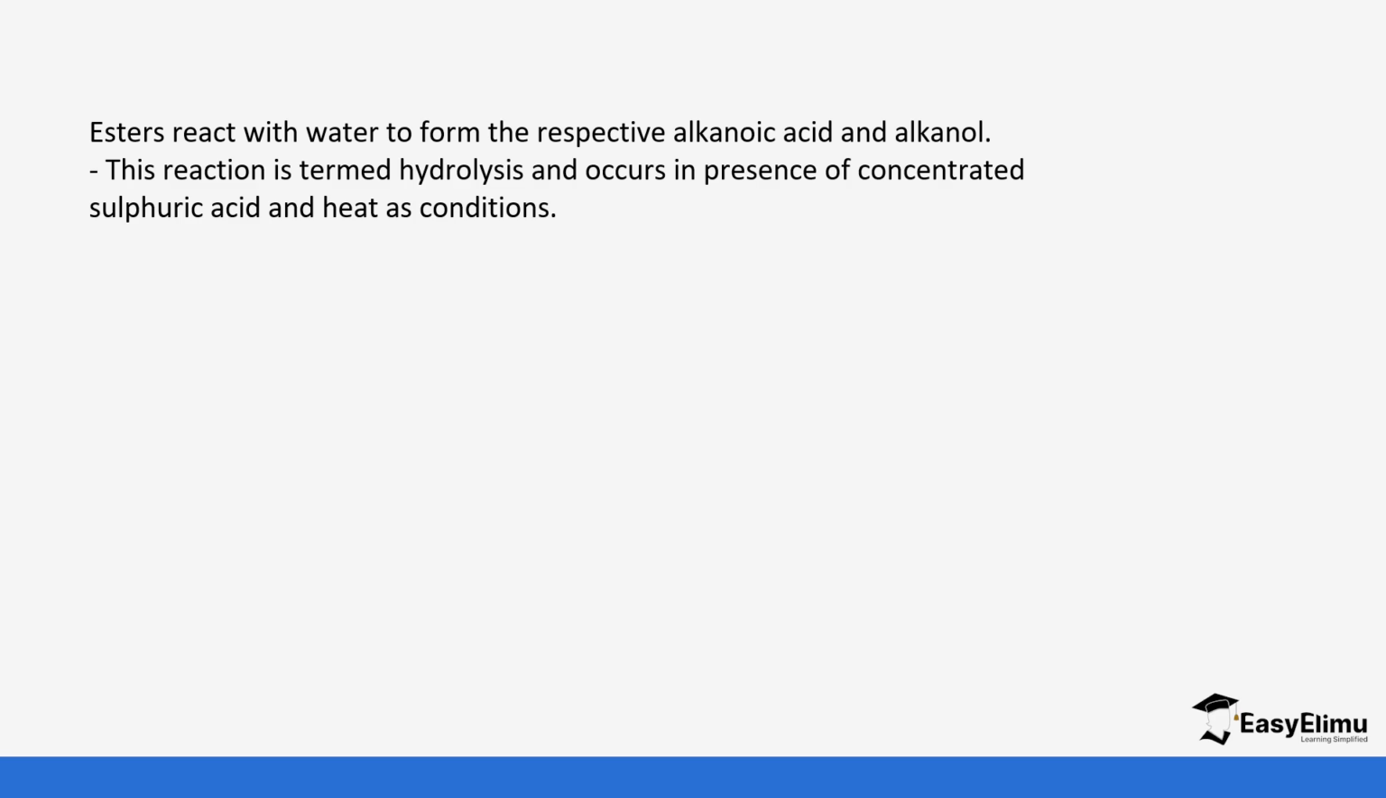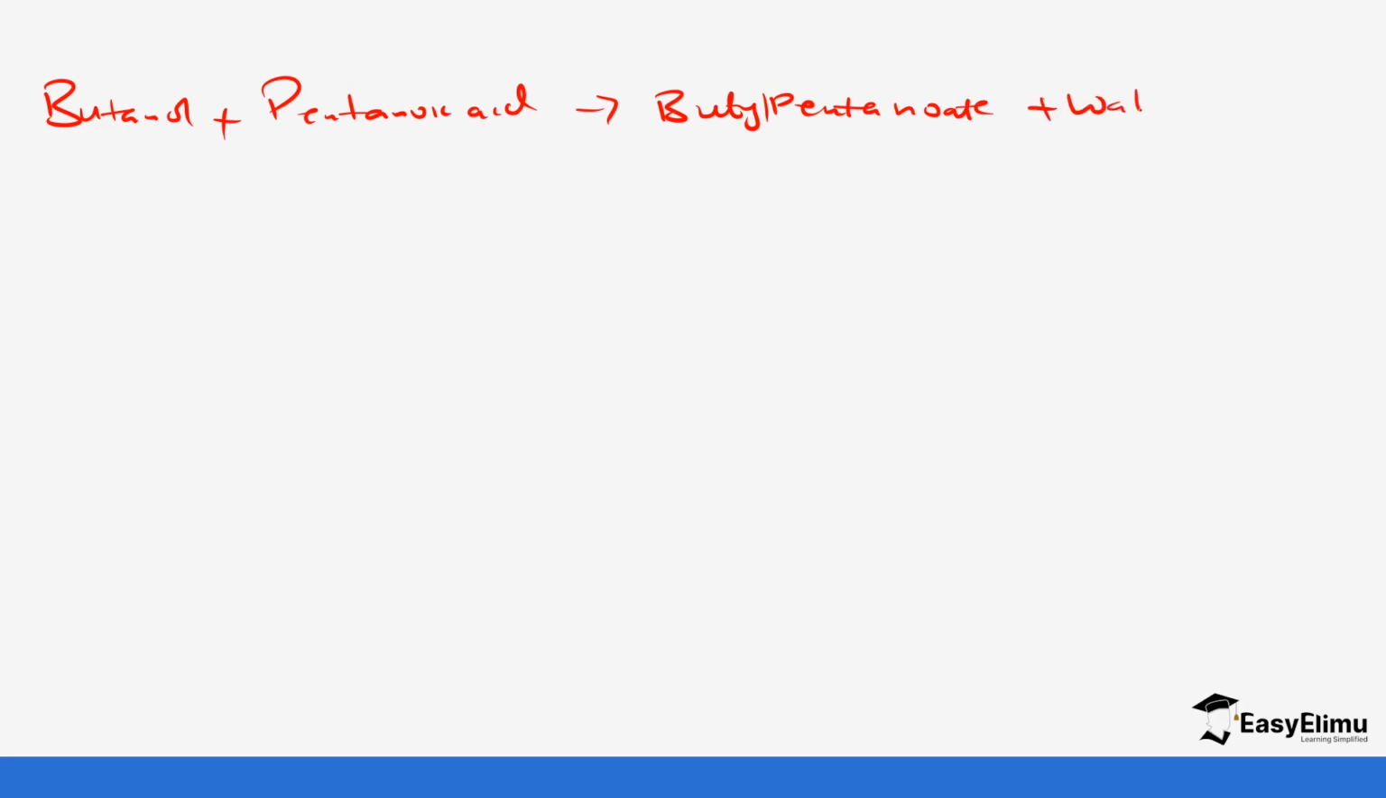So we can check out just one example just as a reminder. We can do one that we haven't done before. So we can use butanol and pentanoic acid. So the product will be butyl pentanoate, then plus water. So we said the alkyl part comes from the alcohol, and then the alkanoate comes from the carboxylic acid.